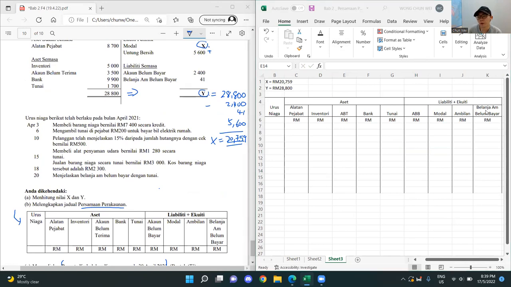So this belanja belum bayar is a liability. Okay, if you see belum bayar it is always a liability. Therefore, it is here. All right, same as your account belum bayar. Okay, so for those that haven't done yet, I will give you another 1 minute to prepare it. All right, so continue at 8:40.